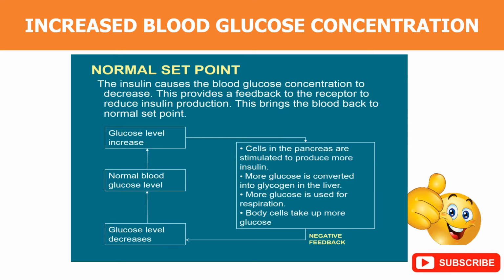Normal set point. The insulin causes the blood glucose concentration to decrease. This provides a feedback to the receptor to reduce insulin production. This brings the blood back to the normal set point.